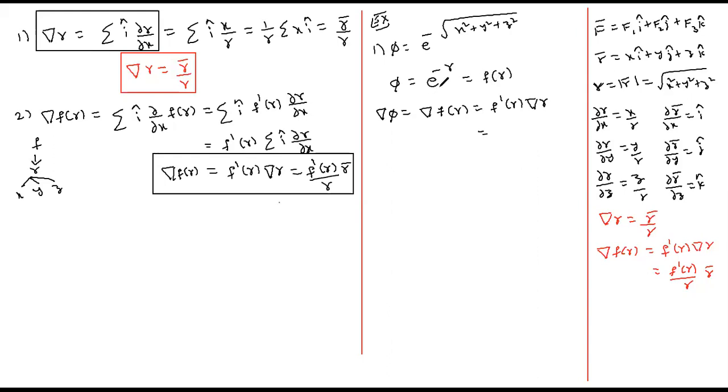Now it is the derivative of f with respect to r. f is e power minus r. What is the derivative of e power minus r with respect to r? Minus e power minus r. Del r is what? r bar by r.